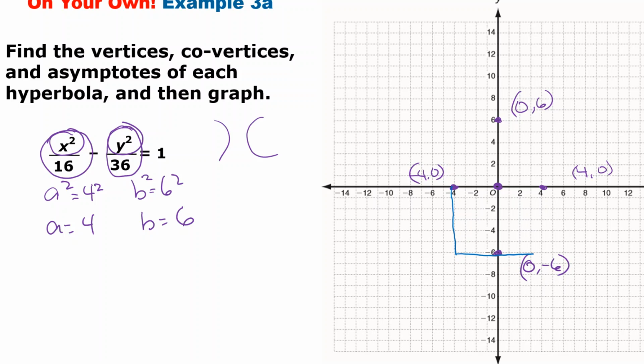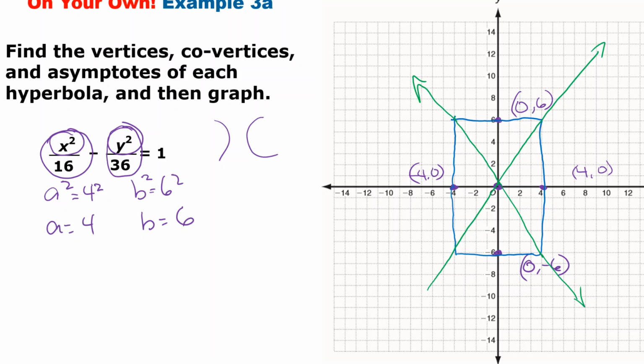boxed up. And when I do that, I can find my asymptotes. So now I'm going to go ahead and draw my asymptotes in. My asymptotes are going to go through the center and each corner. All right. And here they are. Going down a little bit more. All right, so now I've got my asymptotes in and I've got everything.